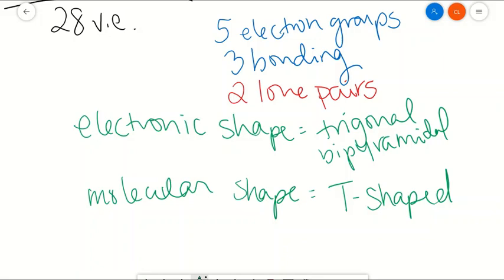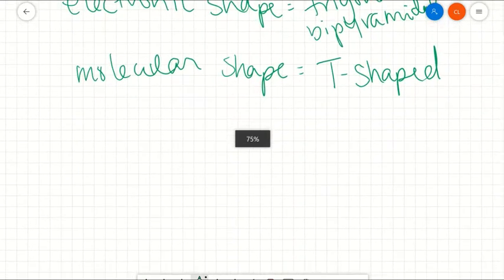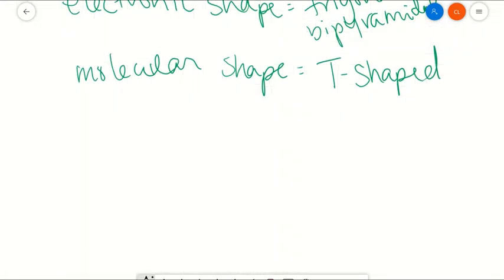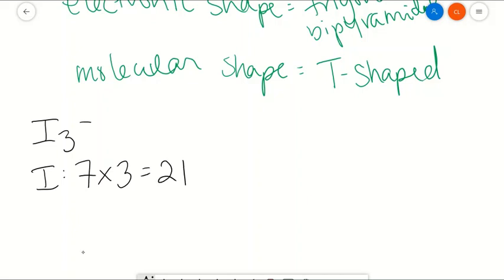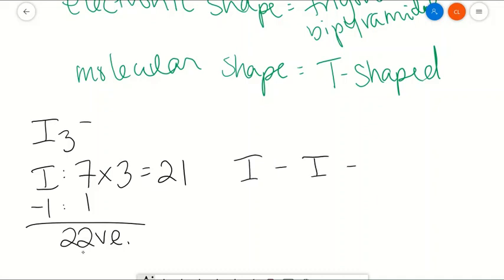All right, so we have one last shape for our steric number 5. It's I3-. Each iodine has 7 valence electrons, and remember that the -1 means we have an extra electron, so we have 22 valence electrons. We're going to put these iodines all next to each other, and remember the electronic shape is still trigonal bipyramidal.